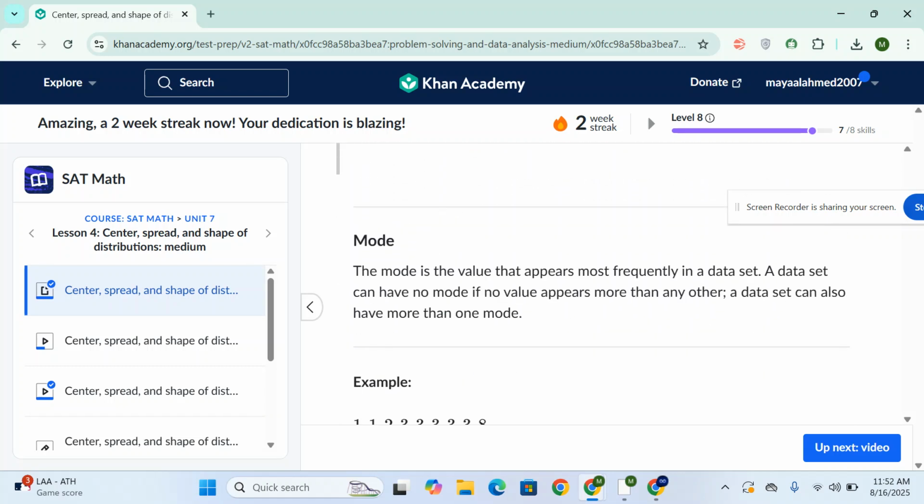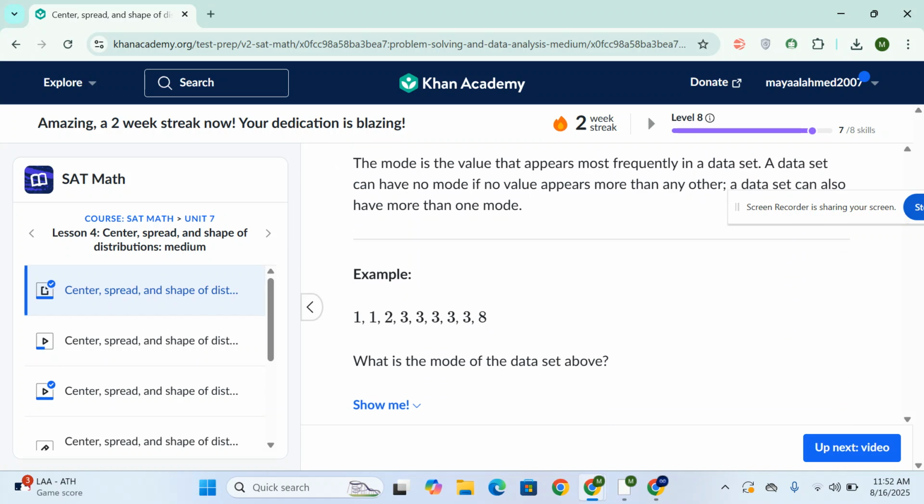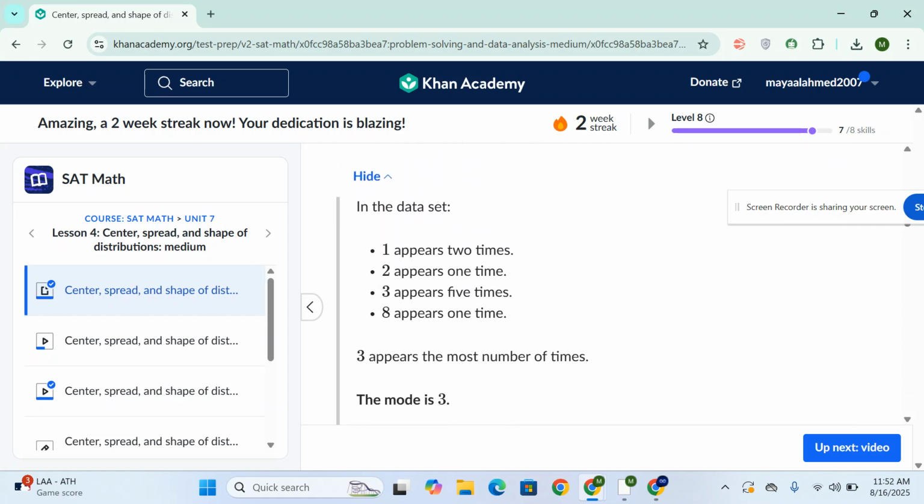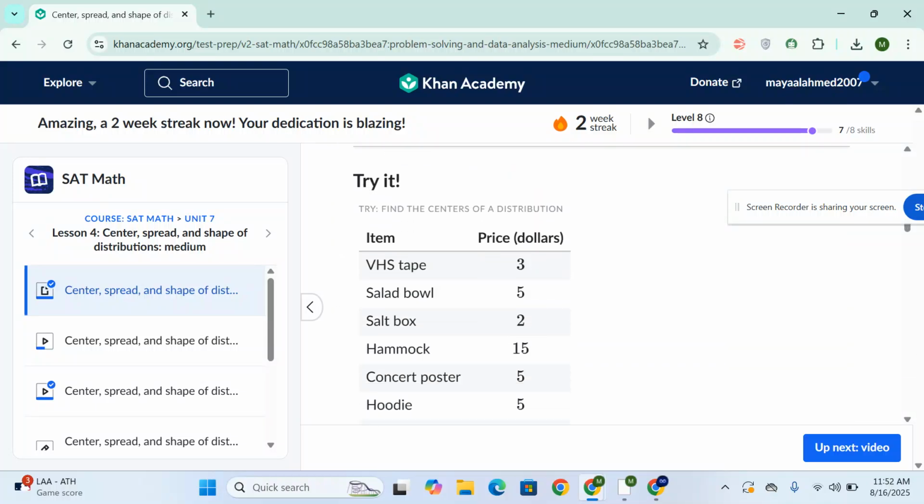So then you have mode. Mode is, you could say, like the most popular kid in a set of numbers. So it's the number that has appeared the most number of times. So the most frequently mentioned value in a set of data. Over here you can clearly tell by looking at the set of numbers, the 3 is the one that's most repeated. So you will know that the mode is 3.